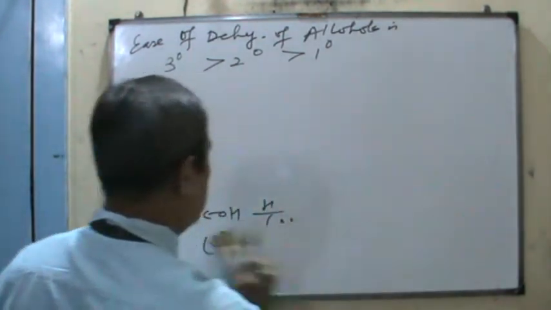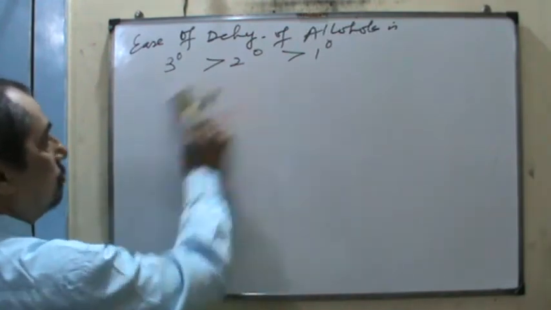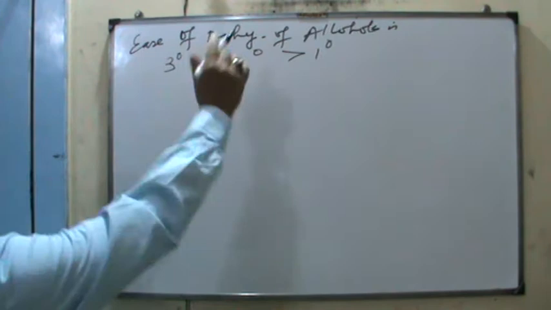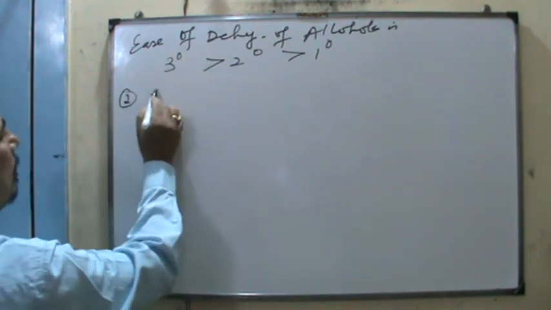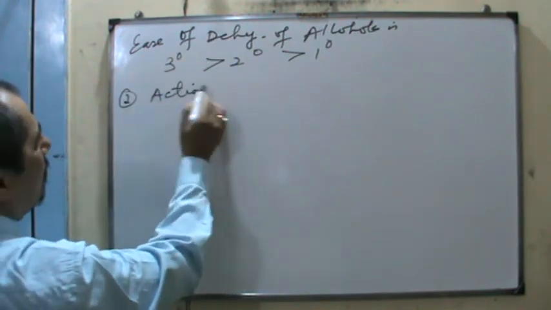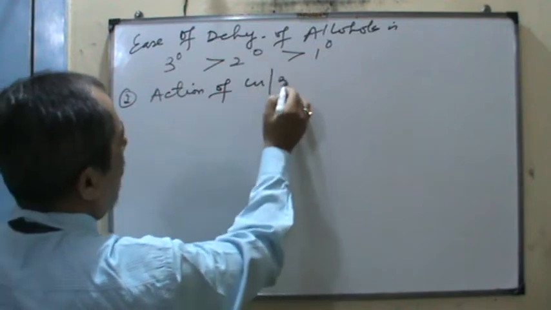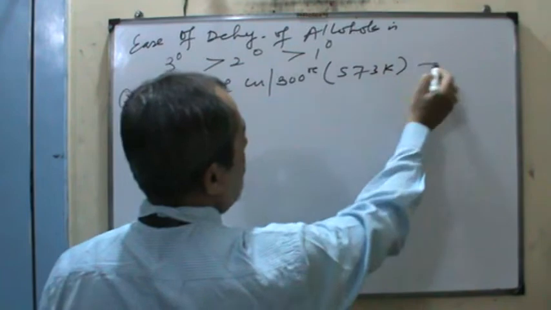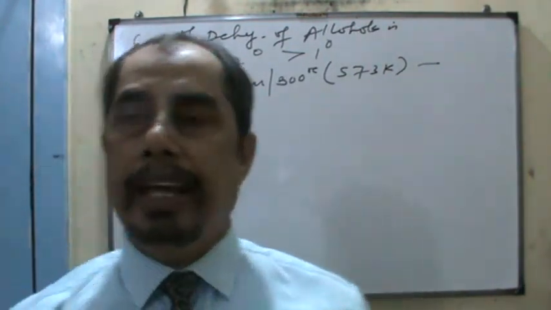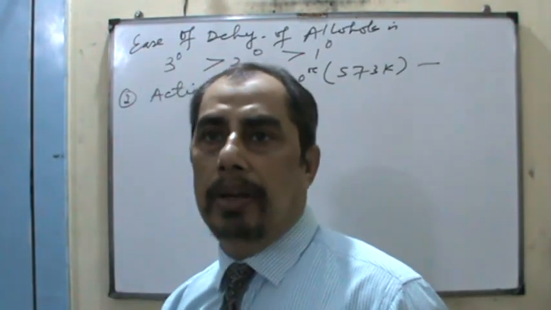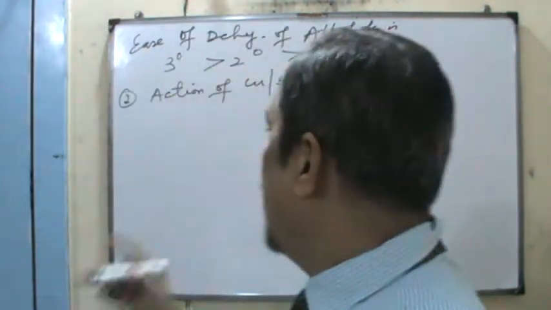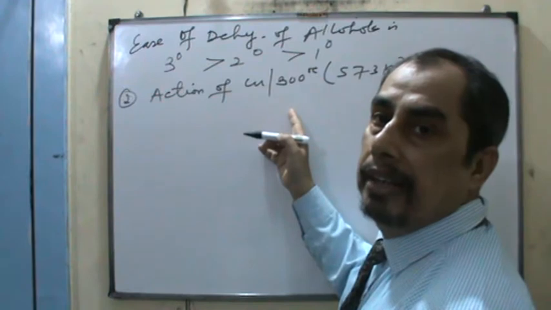Then the next method is the action of copper at 300 degrees Celsius or 573 Kelvin. Again this method will be very useful, helping in separating primary, secondary as well as tertiary alcohol. Action of copper at 300 degrees Celsius.